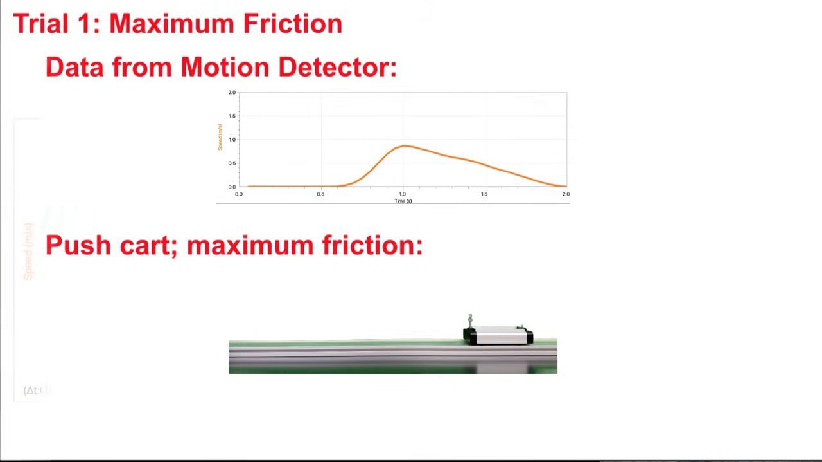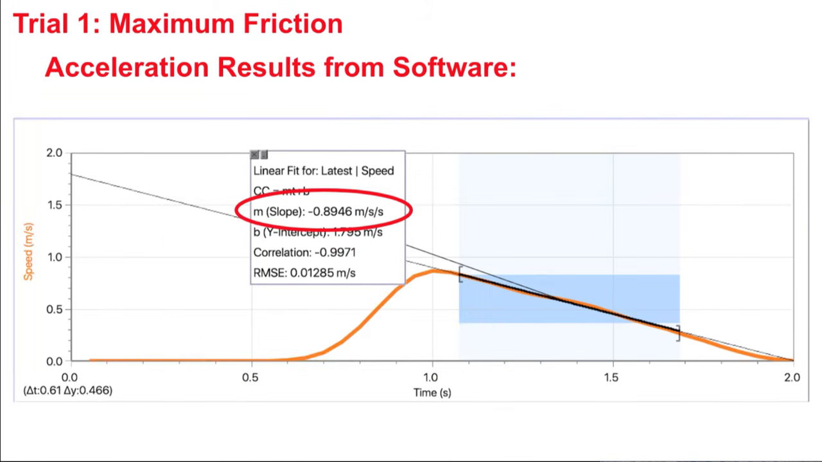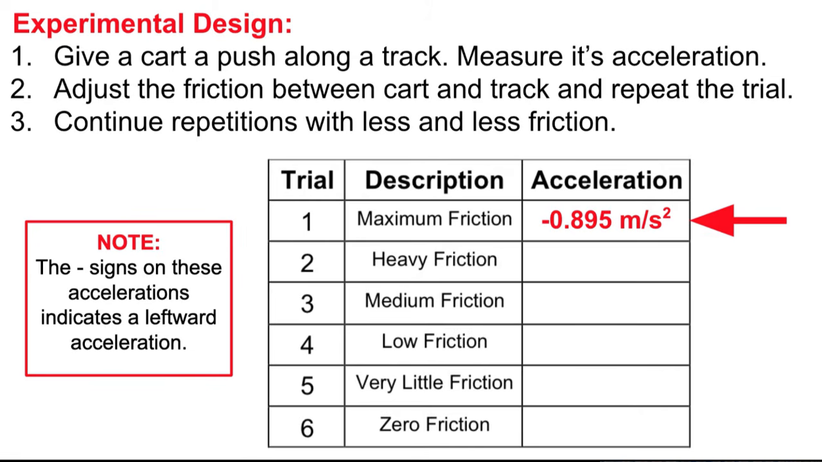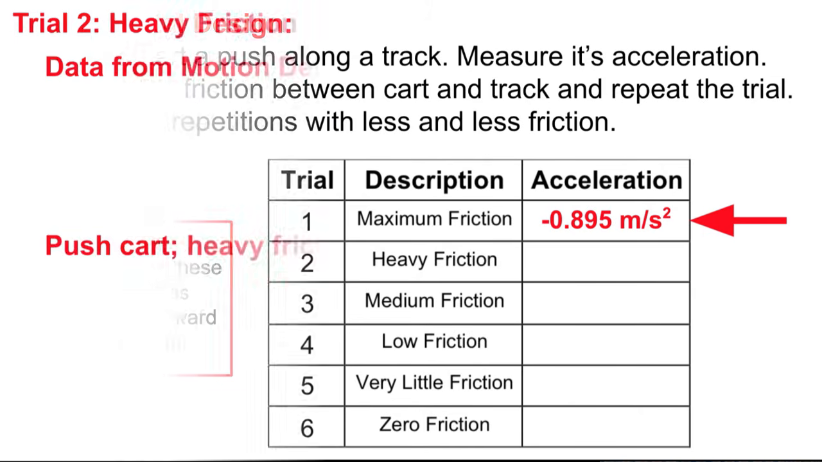This is a speed versus time graph. If we find the slope of the line, what we're finding is the acceleration. It's negative 0.895. We're going to enter that into our table. We're going to adjust the friction to heavy friction, a little bit less than what we had, and try again. Here goes.